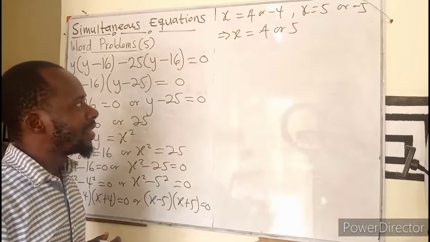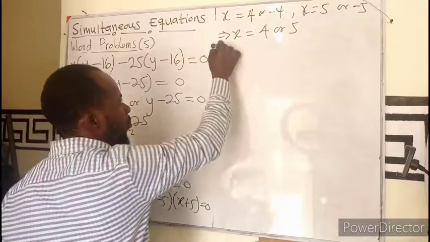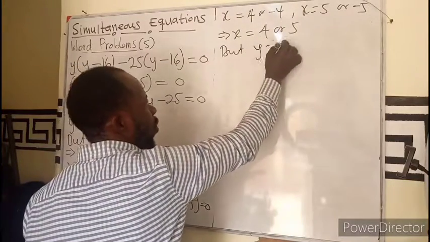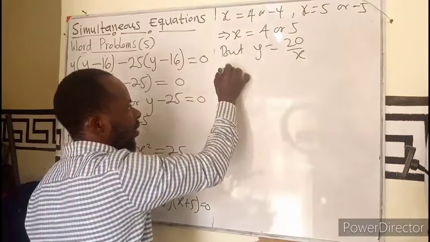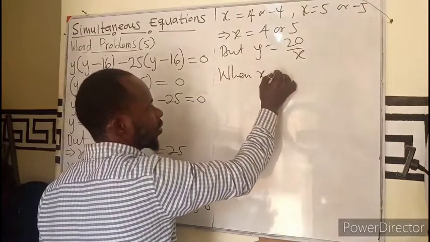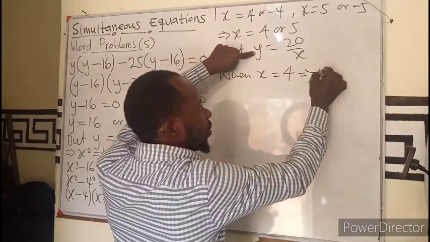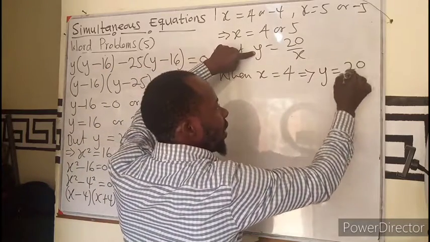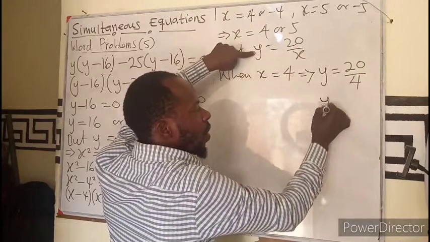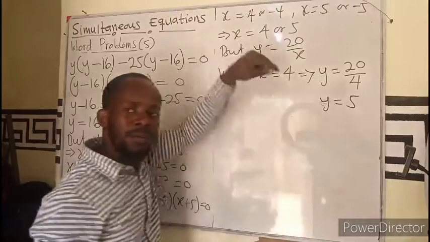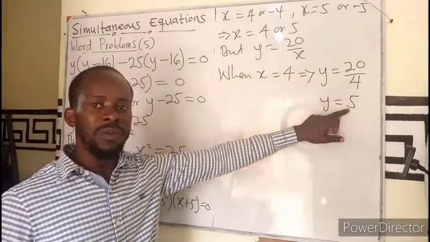Alright, what do we do next? We are looking for y as well. We are looking for two numbers. But we know y equals 20 over x. So when x is taken as 4 into this, it will imply that y equals 20 over 4. And that will give us y equals 5. So the x is 4, y is 5.